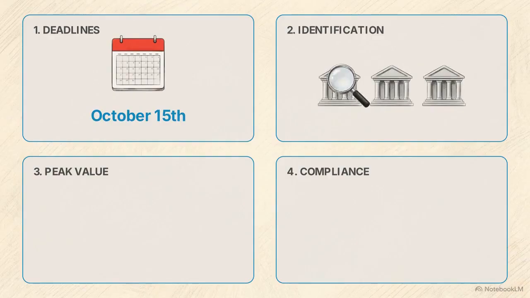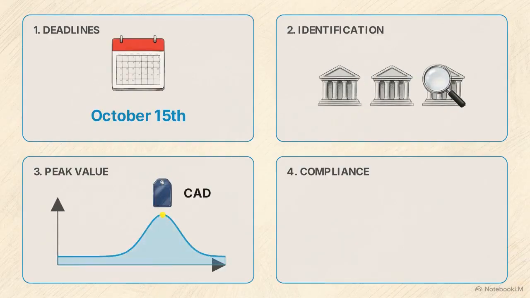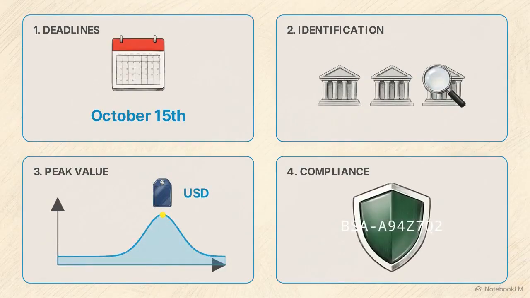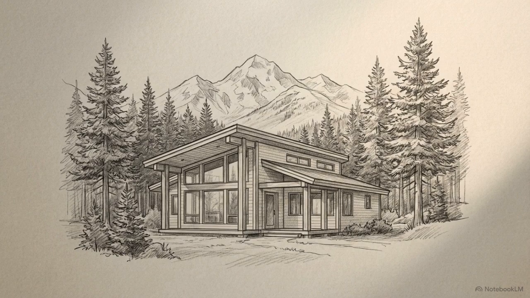By identifying your accounts, converting your peaks accurately, and securing your tracking number, you have eliminated a massive blind spot. Your cross-border wealth is secure for another year.